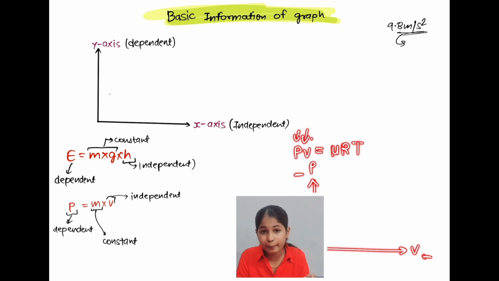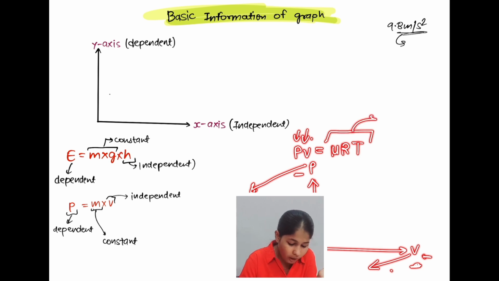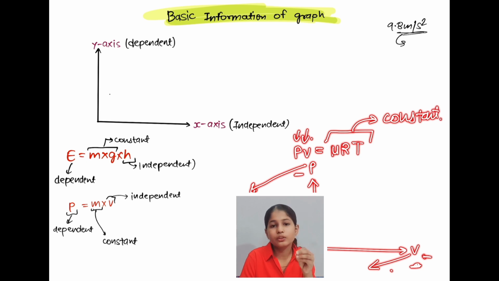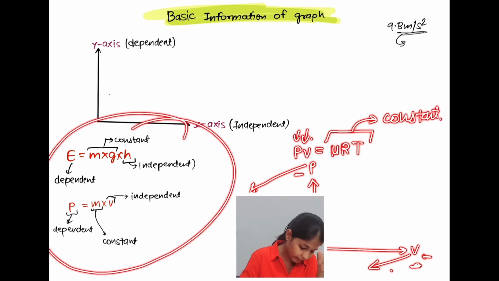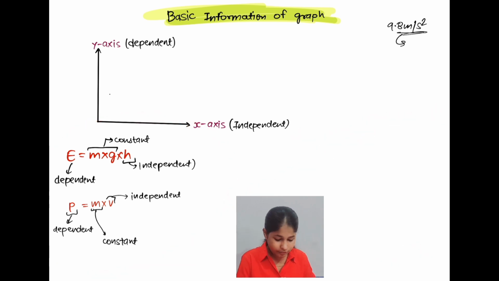So which will be dependent, which will be independent? Simply because V is given here in x-axis, so it will remain independent. But as it is given, P in y-axis, it will be dependent. All other values will become constant, and that is in the case of questions. But in other cases it is like this. So don't be confused between both these things. Both these things are very important. Let me make you understand one more time.